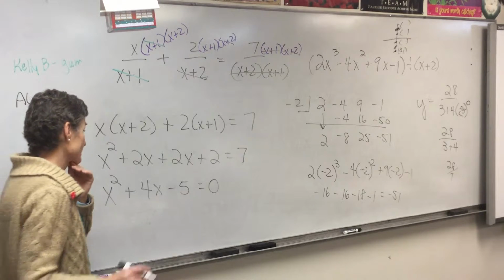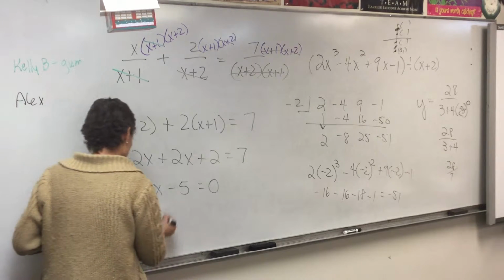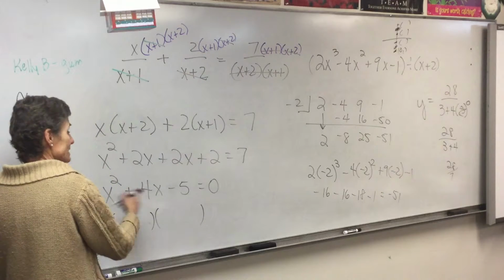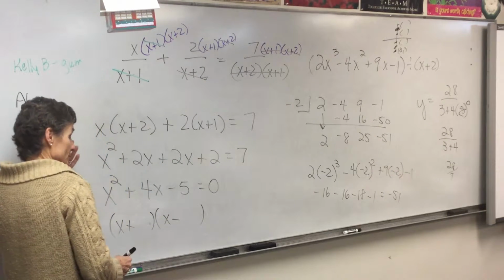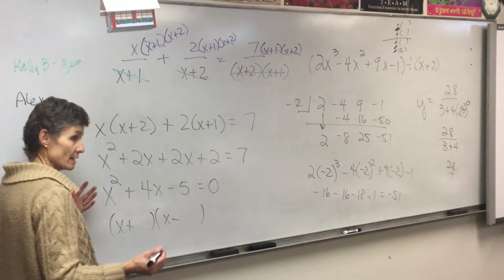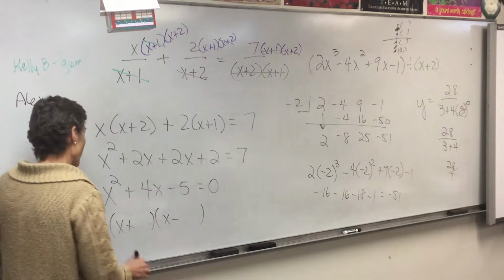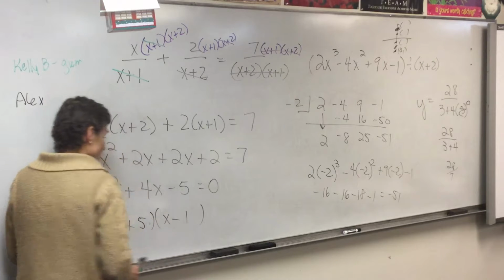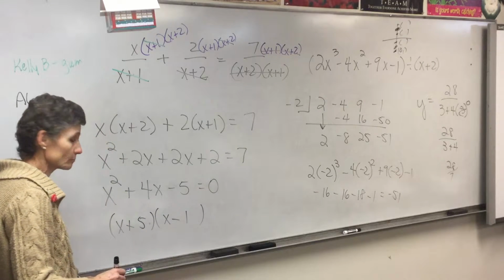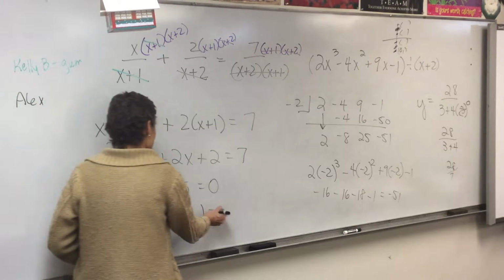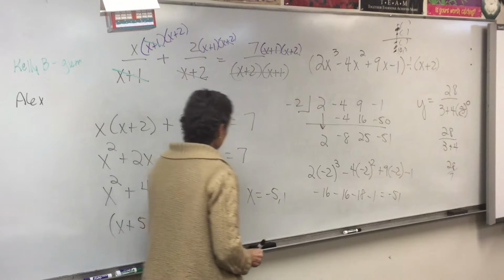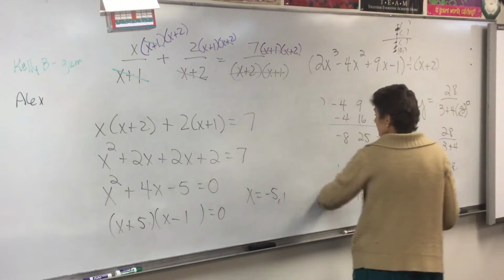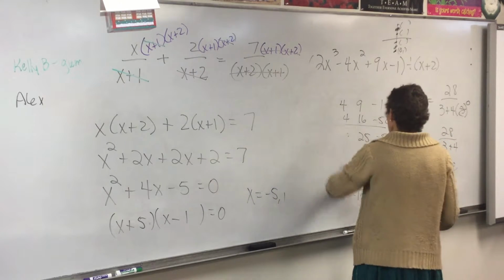Now, what are my ways to solve this quadratic equation? Probably factor. That's an easy enough problem. If you don't want to factor, don't see how it factors, or if it doesn't factor, you could use your quadratic formula. So my answers are -5 and +1, if I factored right. Is that what you got? I think so.